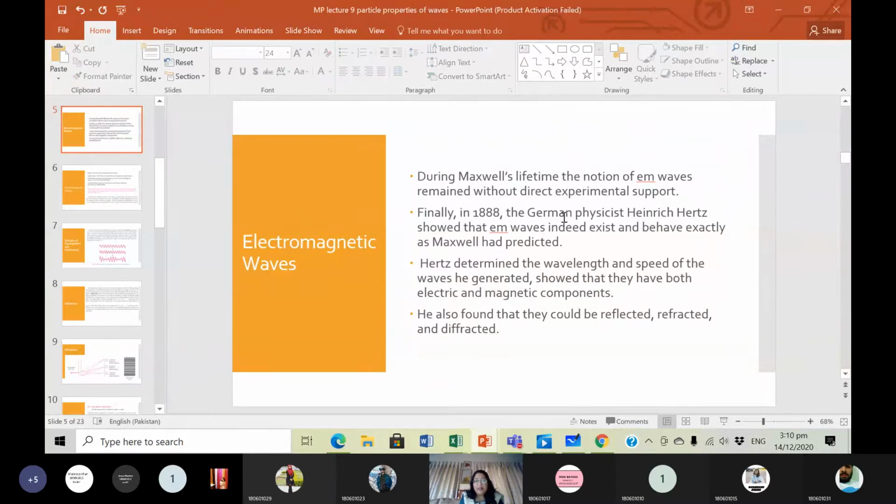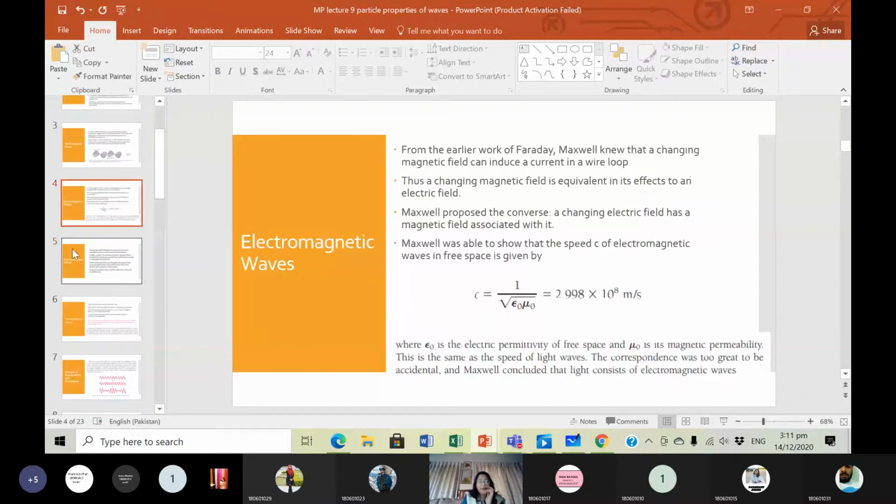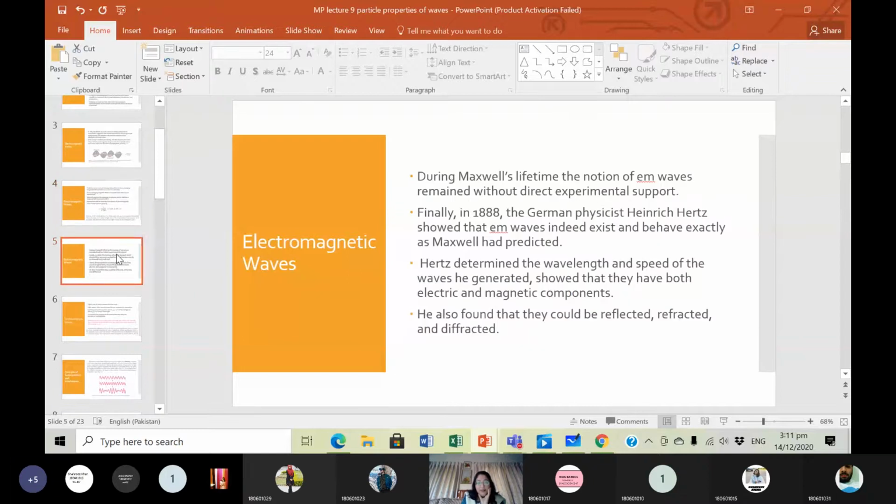1888 में Hertz ने proved that the waves, electromagnetic waves, do exist and they behave as Maxwell had predicted. So Hertz determined the wavelength and speed of the waves he generated, and showed that they have both electric and magnetic components. ठीक है? So Hertz ने basically determined किया था कि जो electromagnetic waves हैं, they have both electric and magnetic components. ठीक है? And he also determined the speed of the electromagnetic waves, as we found over here, as we know that it's given by this formula and it has this value.